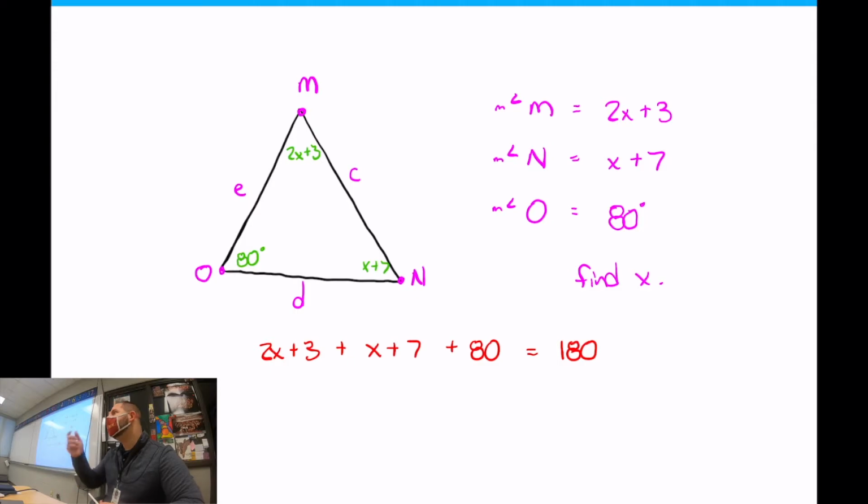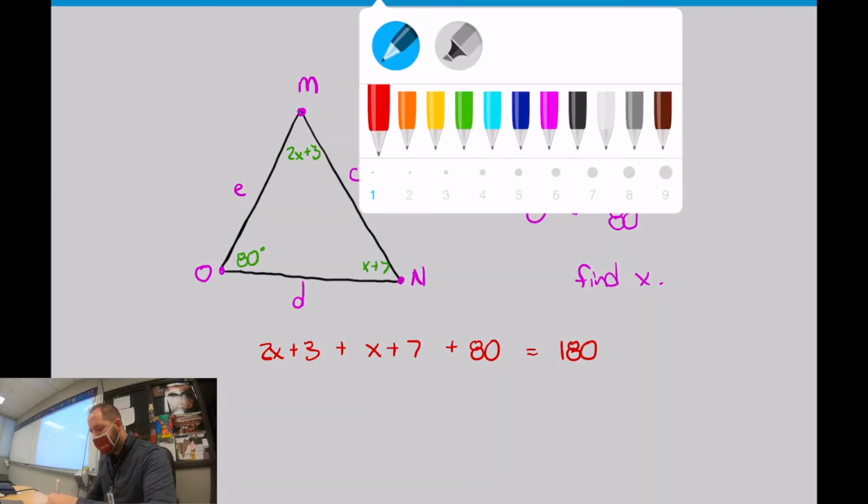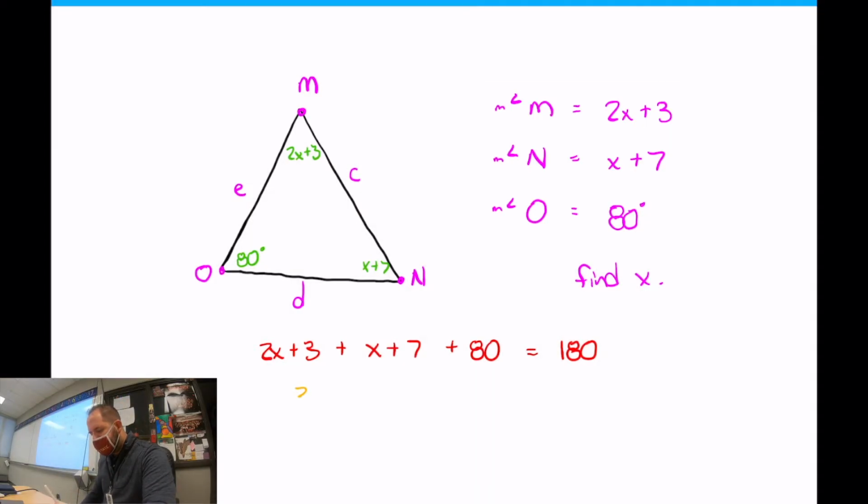Okay, what do we need to do? Somebody walk me through it. What's the first step? What should we do here? Say it again? Add the x's together, okay. We can add these x's, so I get 3 x's, because that's a 1x and a 2x. What else? Add the 3, the 7, and the 80. Yeah, 3, 7, and 80, what is that, 90? Yeah.